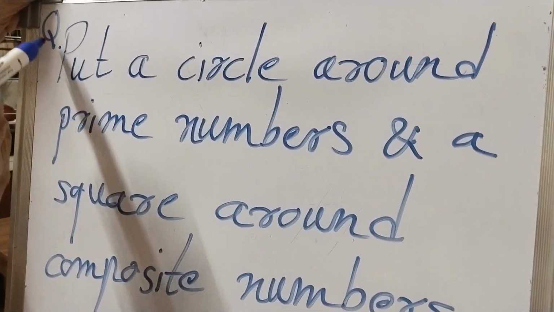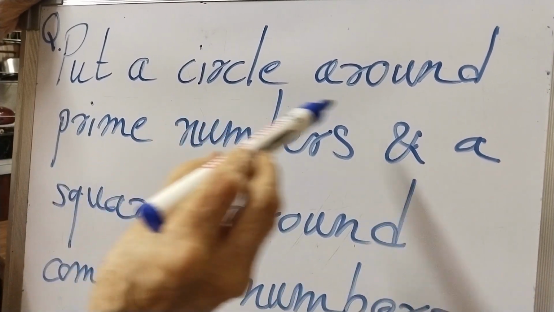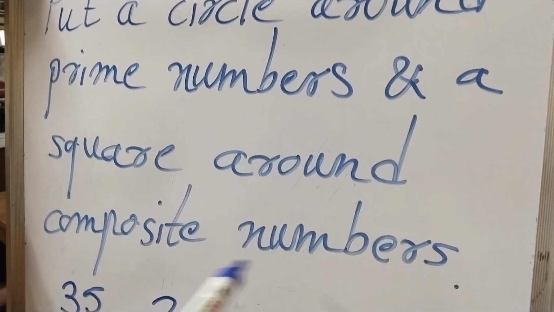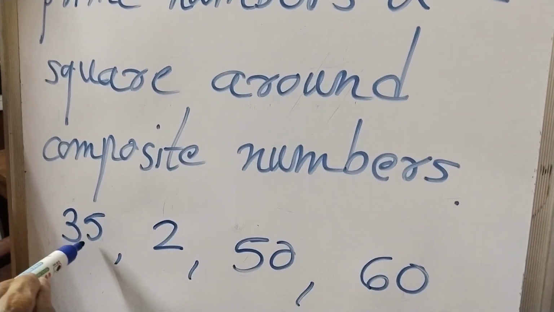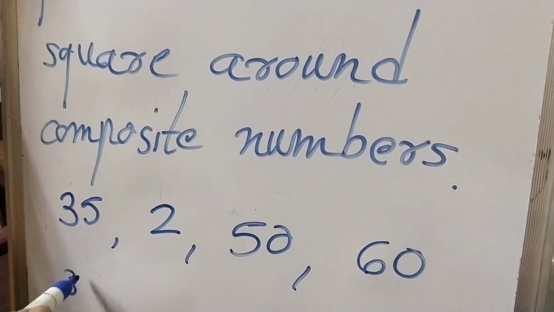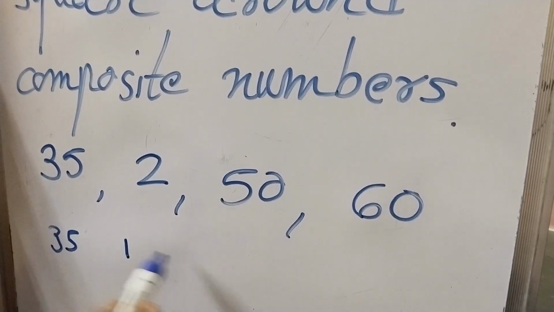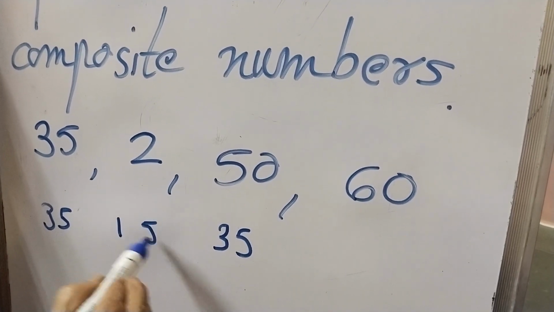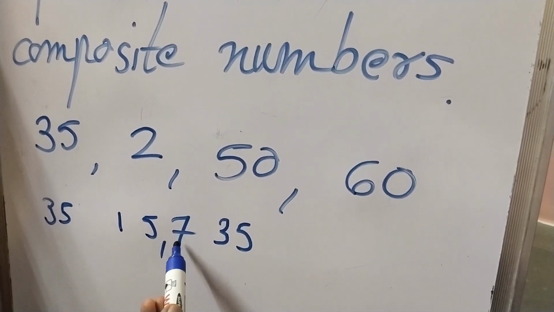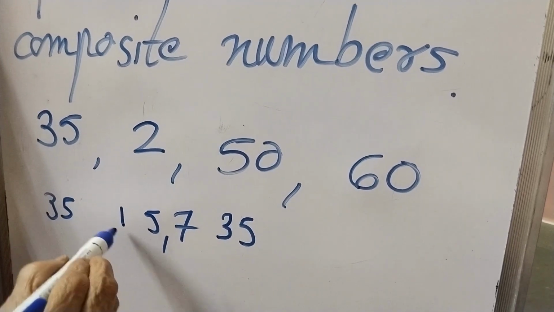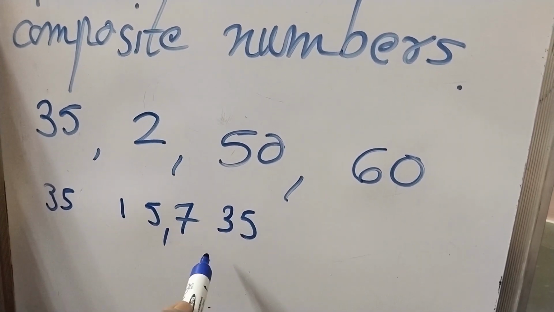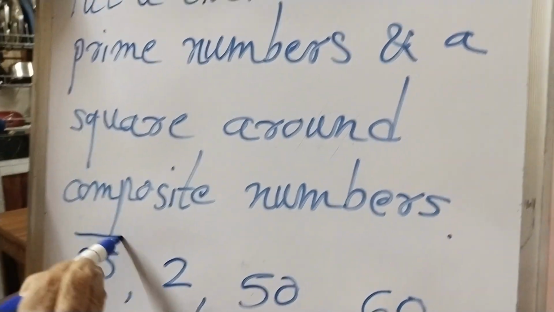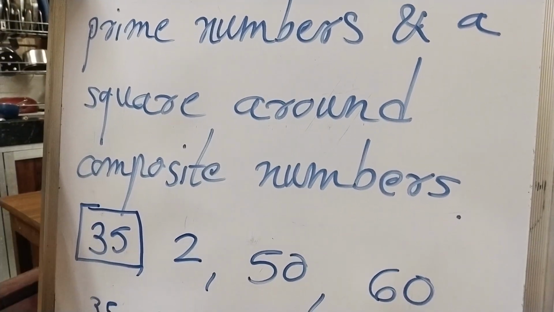Now the question says to put a circle around prime numbers and a square around composite numbers. So first of all, 35. We know that 35 has got 1 as a factor, 35 as a factor, and in between 5 and 7 as factors, because 7 5s are 35. So it has got 4 factors, more than 2 factors. So this is a composite number, and we are supposed to put a square around a composite number.